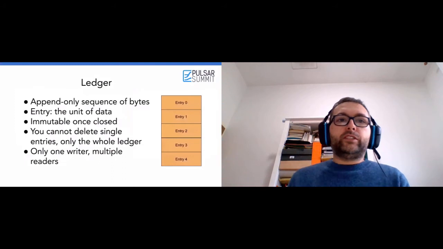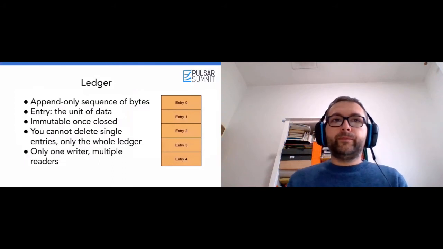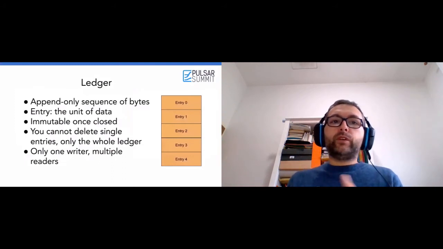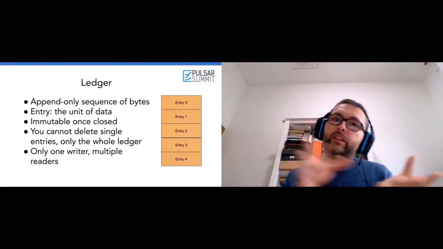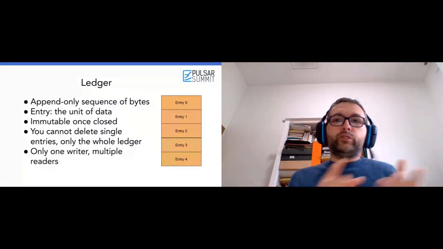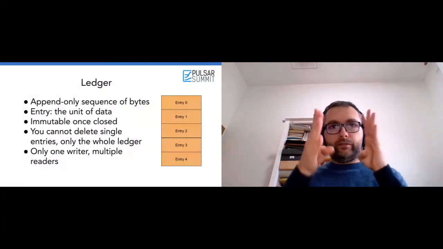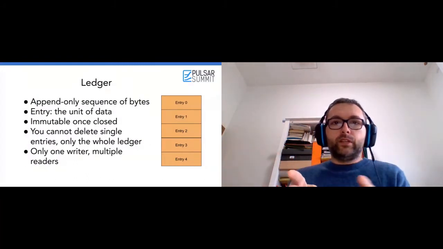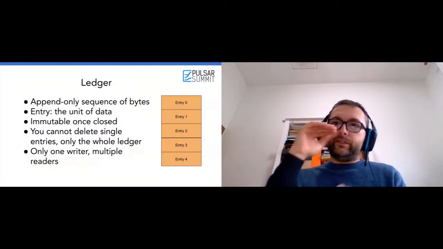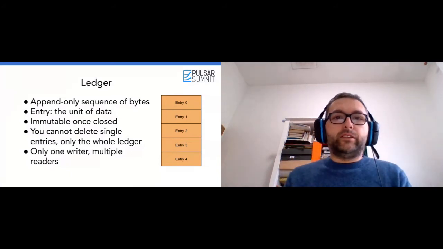A ledger is totally immutable once closed. And you cannot delete single entries, only the whole ledger. Also in Pulsar, when you have the rollover of the ledgers, you see that portions of the topic are deleted as a whole, because in BookKeeper you cannot delete single entries.